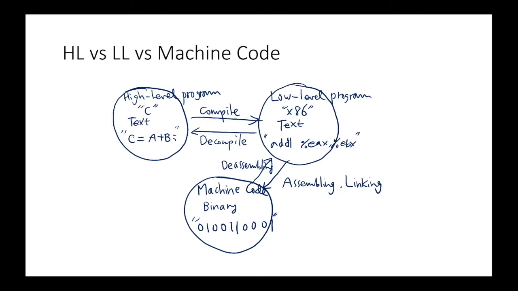Here we compare high-level versus low-level versus machine code. High-level programs such as C are compiled to low-level programs such as x86 assembly and assembled to x86 machine code. Machine binary code can be disassembled to a low-level program and decompiled to a high-level program. However, perfect decompilation is nearly impossible.